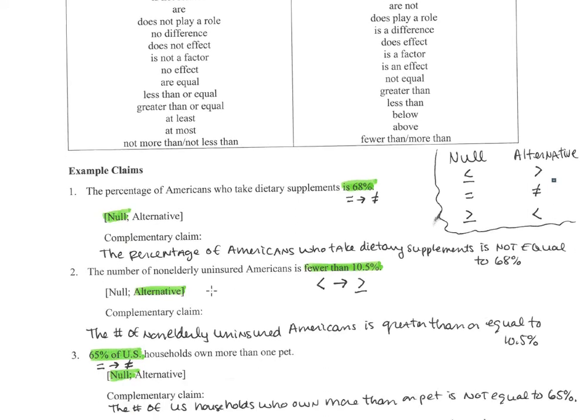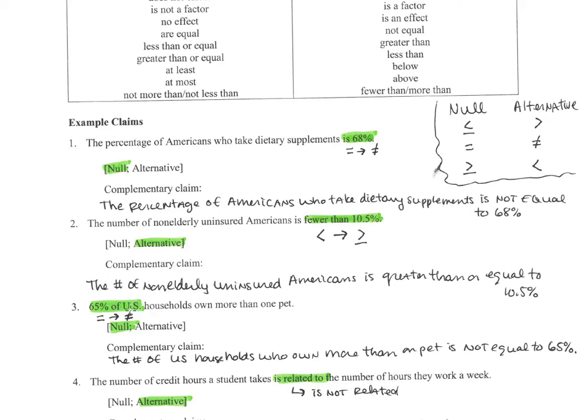The number of non-elderly uninsured Americans is fewer than 10.5%. So fewer than is the same as a less than. If you look over here at a less than and go across, then your complementary claim is going to be greater than or equal to, which is why I also have it underneath there. So it is alternative because it falls under this category. And the complementary is that the number of non-elderly uninsured Americans is greater than or equal to 10.5%.